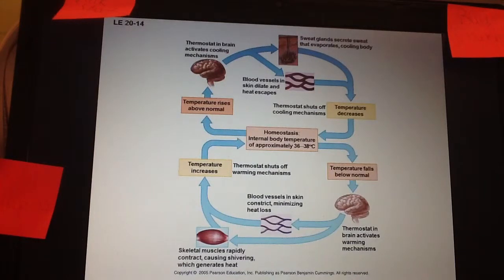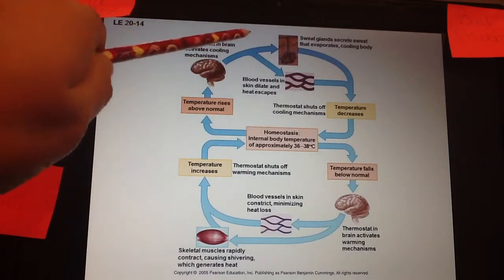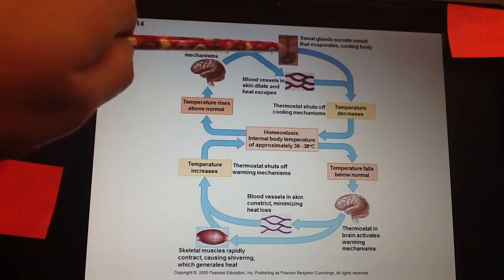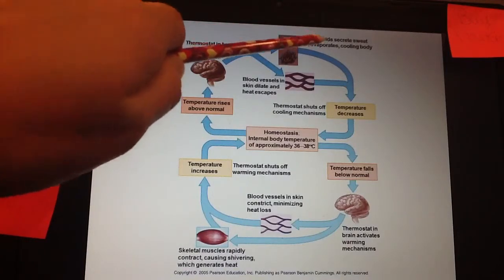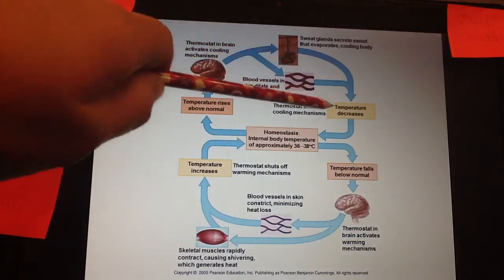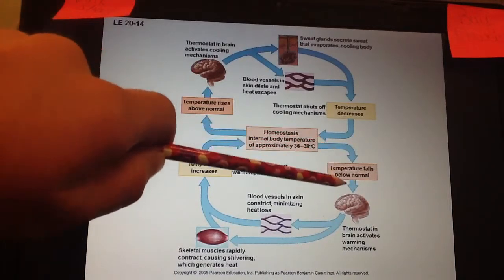So here are some examples of what happens when our body temperature changes. Our internal body temperature is about 36 degrees Celsius or 98.6 degrees Fahrenheit. If your body temperature rises above what's normal, there's a thermostat in your brain that says, hey, we're getting really hot. It triggers a response in our body where our blood vessels will dilate and our sweat glands will start sweating, so we release water for evaporative cooling. Our temperature goes down, the brain recognizes this, and it tells the reactions to stop, and we go back to homeostasis.